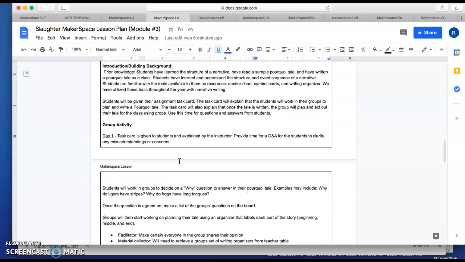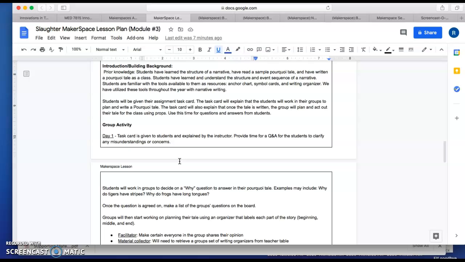Students will be given their assignment task card. The task card will explain that the students will work in their groups to plan and write a pourquoi tale. The task card will also explain that once the tale is written, the group will plan and act out their tale for the class using props. And then I will also use this time for questions and answers from students.